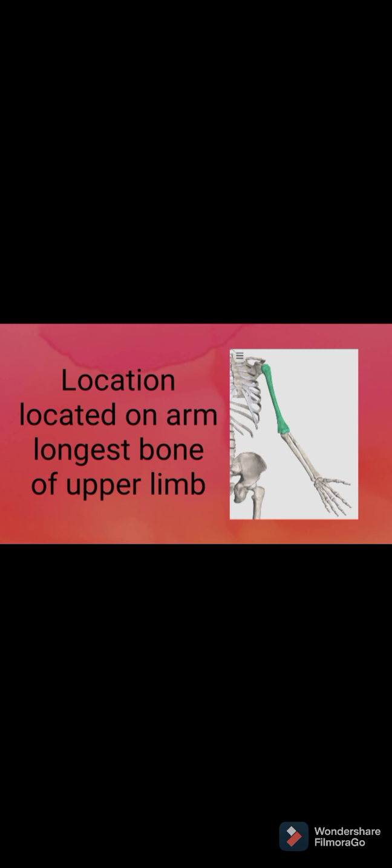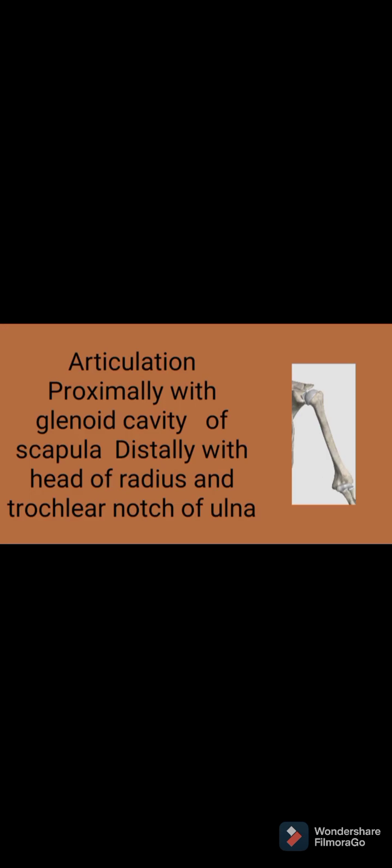The name comes from humerus, which means shoulder in Latin. It is located on both arms and it is the longest bone of the upper limbs. It helps in the articulation of the shoulder joint and elbow joint. It articulates proximally with the glenoid cavity of the scapula and distally with the trochlear notch of the ulna and head of the radius.